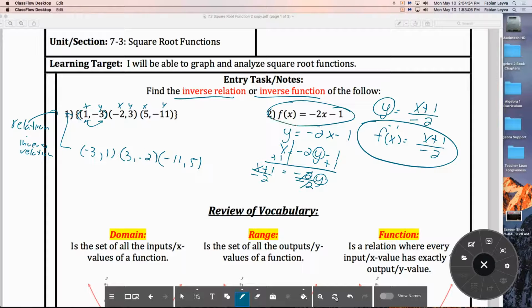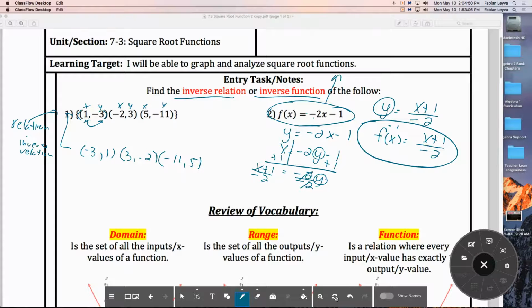Now, the biggest thing that you could always do to check to see if you did it correctly is check any input. Put an input into this equation and see what the output is. And if you plug that output into this equation, you should get the input. It should work backwards. Let's go ahead and try that.